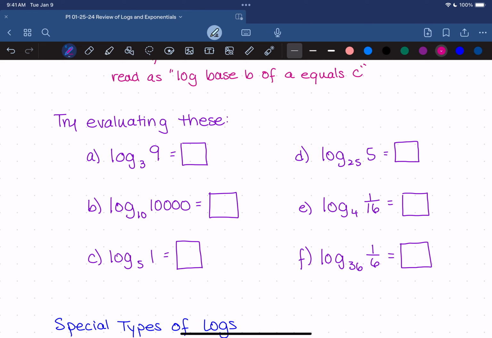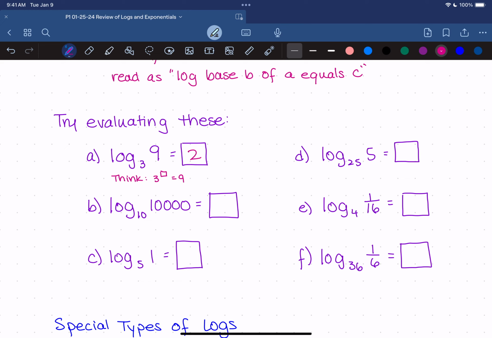Okay, so if we take a look at this one, some people in the beginning, especially if it's been a while since you've done logs, it helps to at least think about the exponential equivalent. And again, if you start at the base and go around the equal sign, this means 3 to what power is 9? So think, 3 to what power is 9? And the answer is 2.